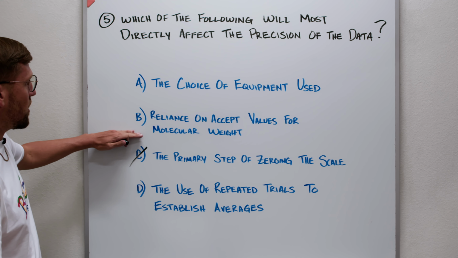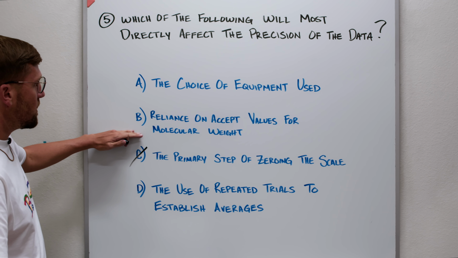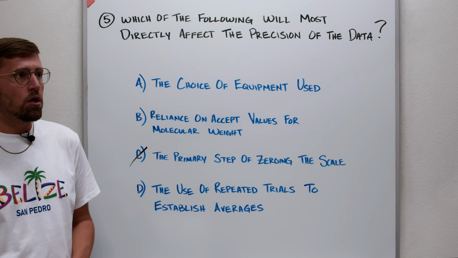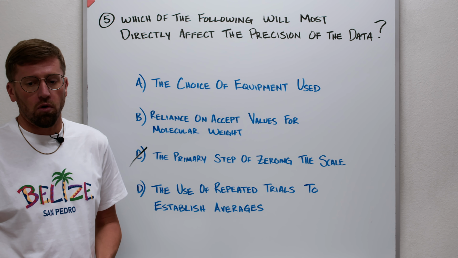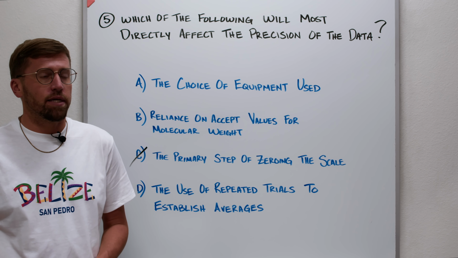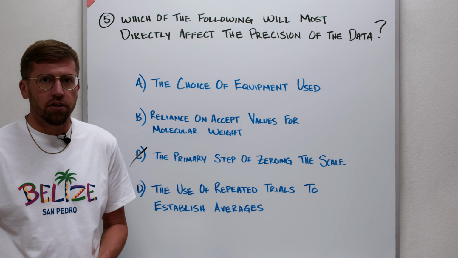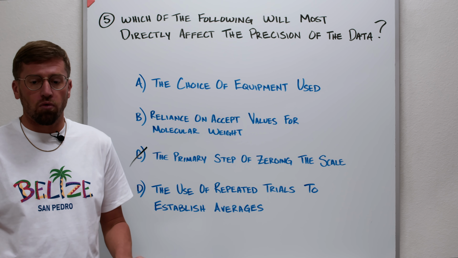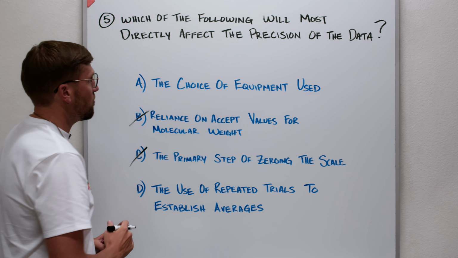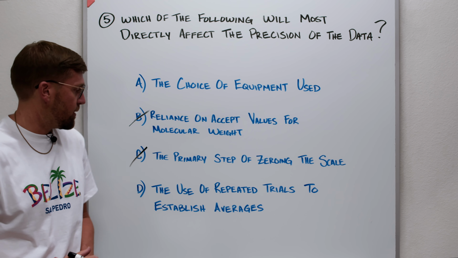B says reliance on accepted values for molecular weight, such as molar mass. You might get those from the periodic table. When you do so, we treat that as a conversion factor. Conversion factors, we say, have infinite significant figures. That's not going to play a role in any of the data that we take. So B is not likely to affect the precision of the data in the experiment.